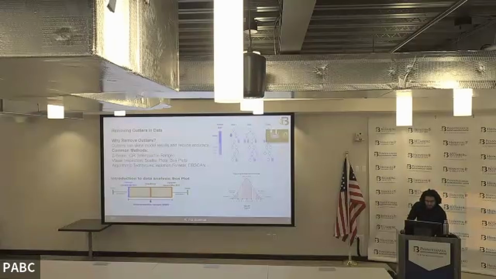So the IQR, which is the interquartile range, is a way we can find outliers. So we get rid of the outliers in the max here and the minimum here. It gives us better values and removes the noise. And for the Z-score, you can see here, this is a normal distribution, right?